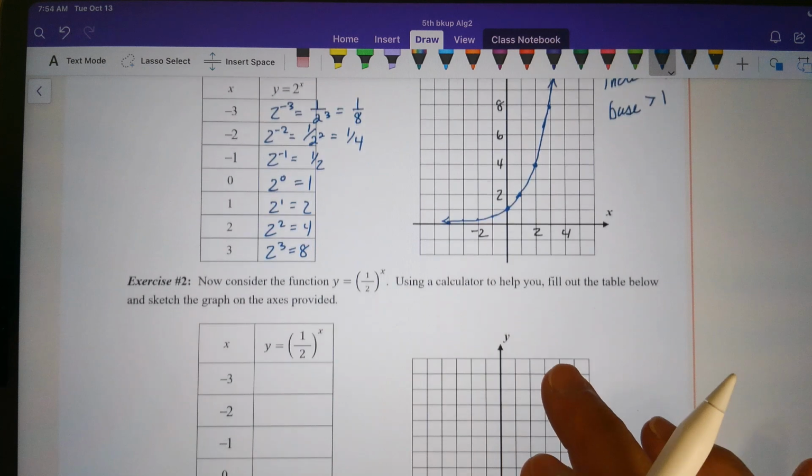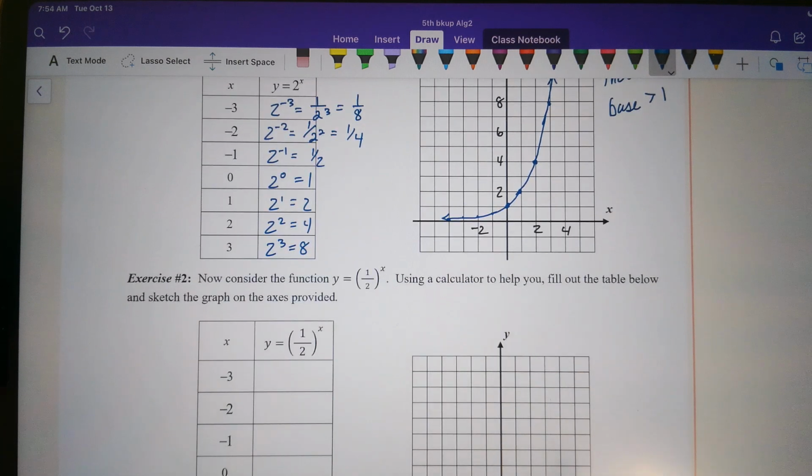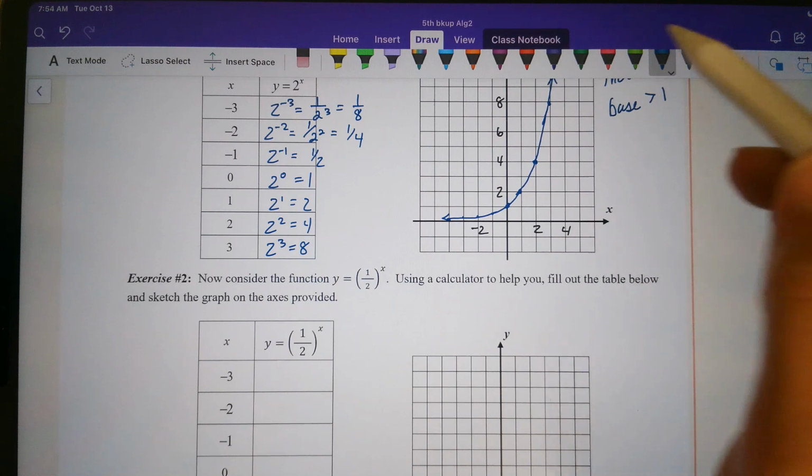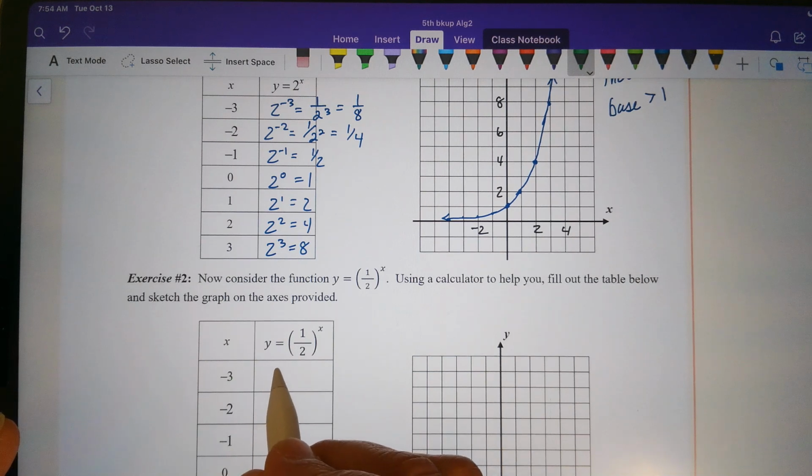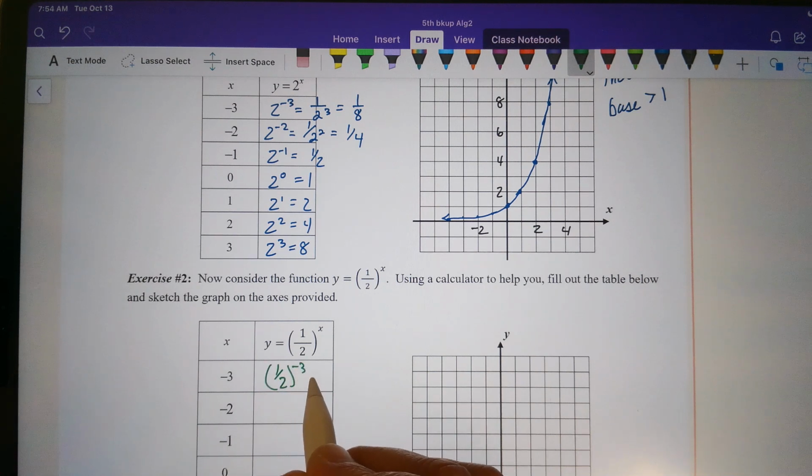Exercise number 2, consider the function y equals 1/2 to the x. This is a different base. This base is less than 1. Using a calculator to help, fill out the table below and sketch the graph. I think I'll switch colors to green. I don't think I need a calculator. First, replacing x with negative 3. This is 1/2 raised to the negative 3. To take care of the negative, I'd flip that. That'd be 2 to the positive 3, which is 8.